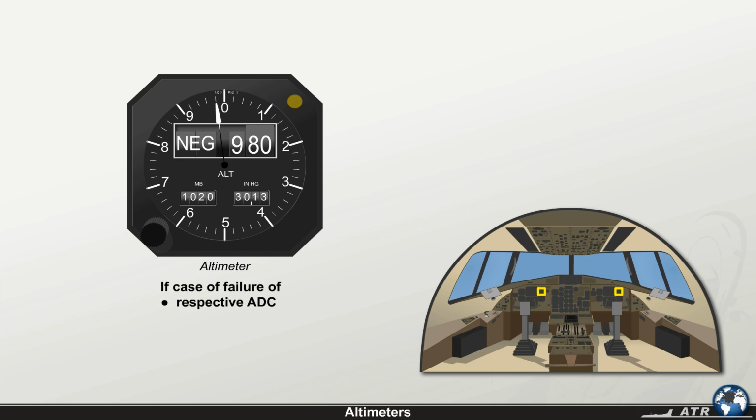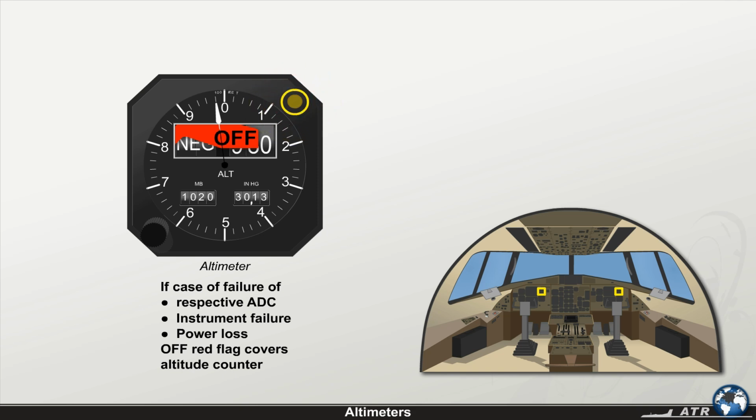In case of failure of the respective ADC or instrument failure or power loss, an off red flag will cover the altitude counter. The altitude alert light will illuminate amber when the altitude alert is triggered. You can find out more about altitude alerting in the AFCS chapter.